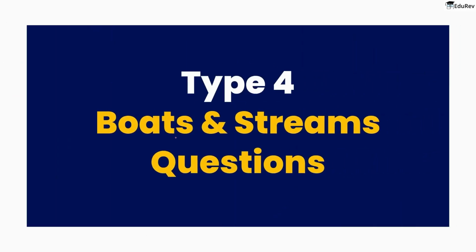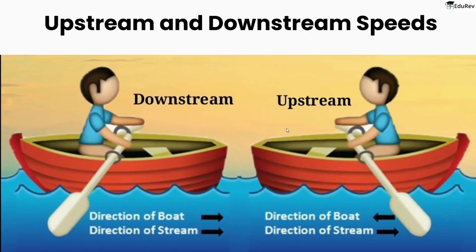Now, we move to the next type of questions, that is boats and streams. Let's learn about upstream and downstream speeds. Upstream speed refers to the speed of a boat or any floating object relative to the water when it is moving against the current.